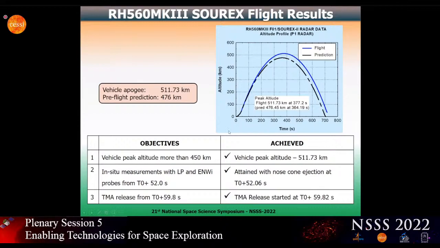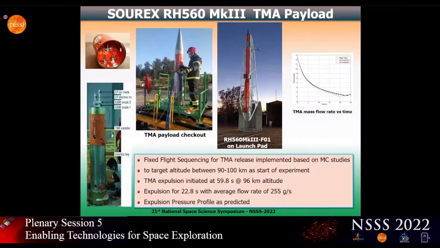And in this also, we used Monte Carlo simulations to achieve the injection timing sequencing against a flight prediction of 470 kilometers. The vehicle achieved 512 kilometers, thereby achieving the peak altitude and all the desired objectives. This is the TMA payload on the launch pad, where checks are going on, and here you see the expulsion characteristic of the TMA. As per prediction, it was expelled from 96 kilometers for about 59 seconds, at a rate of 255 grams per second.